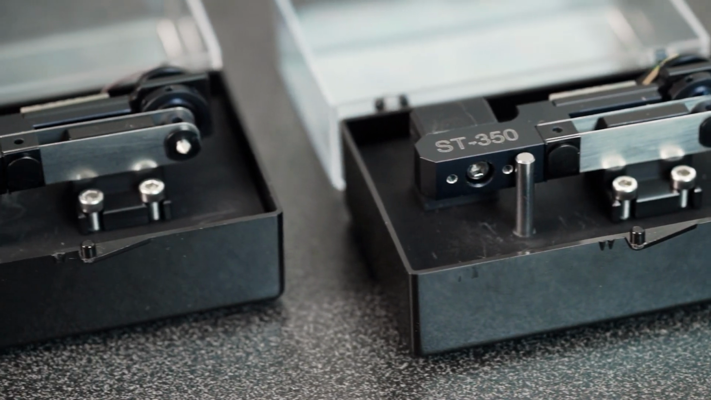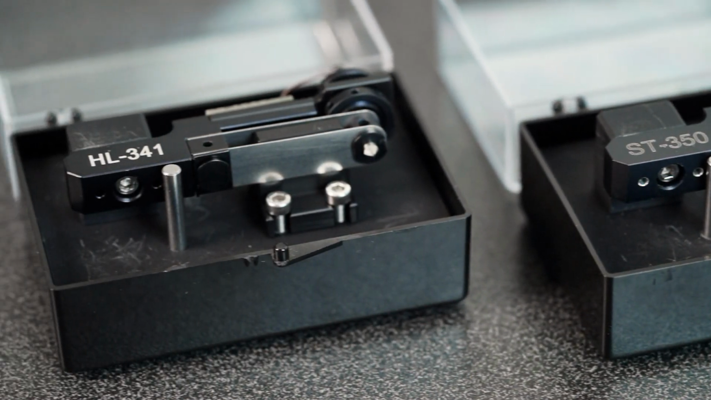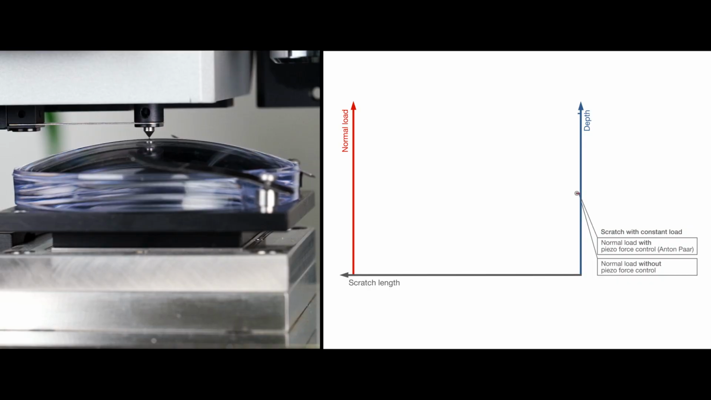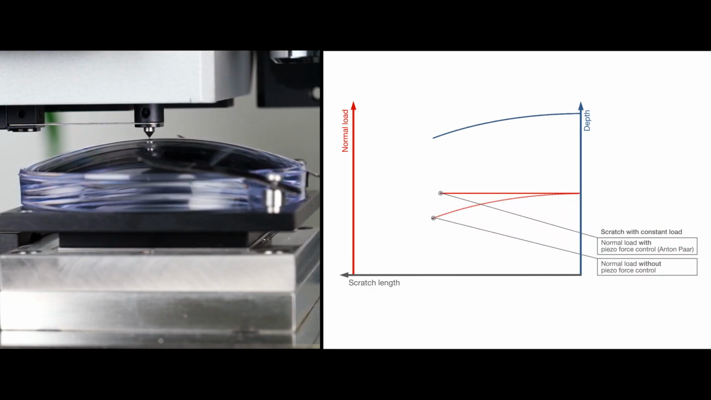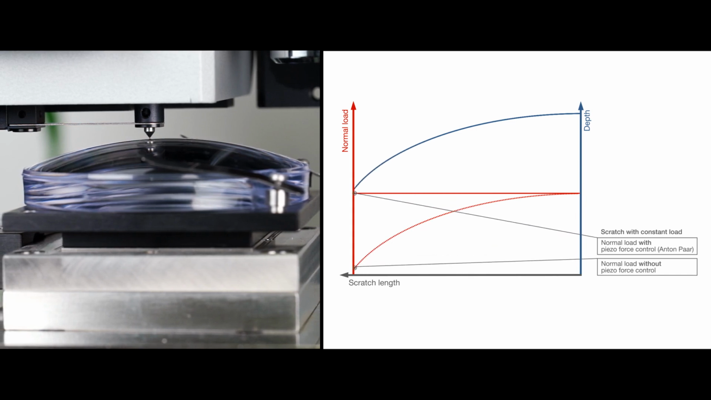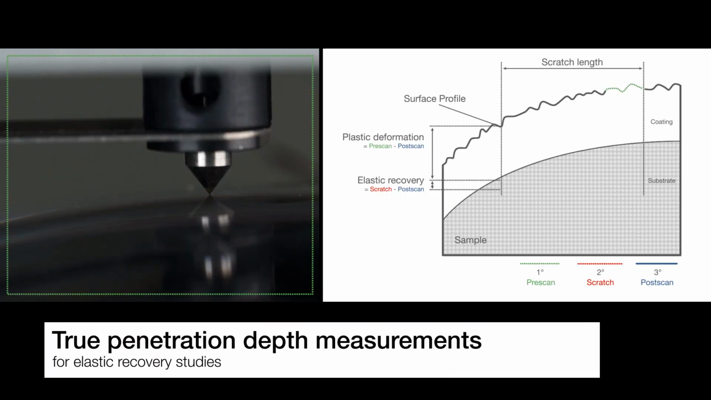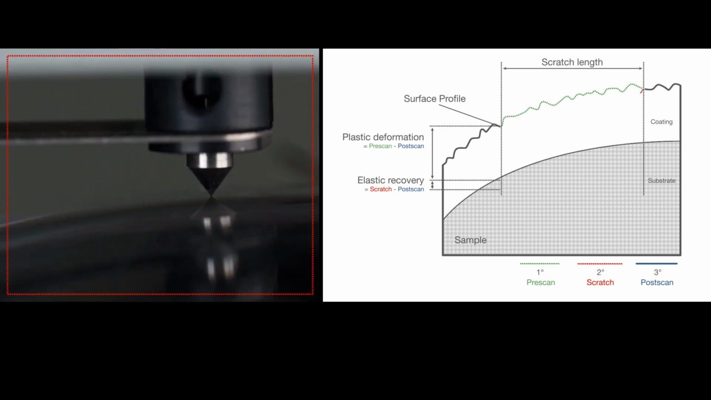The system's active force feedback ensures reproducible scratch testing, even when you investigate more complex surface geometries, like non-parallel, rough, or curved samples. Combined with the pre-scan and post-scan, this feature enables the true measurement of the actual penetration and residual depths to give you even more reliable insights into the elastic recovery and MAR resistance of the sample.